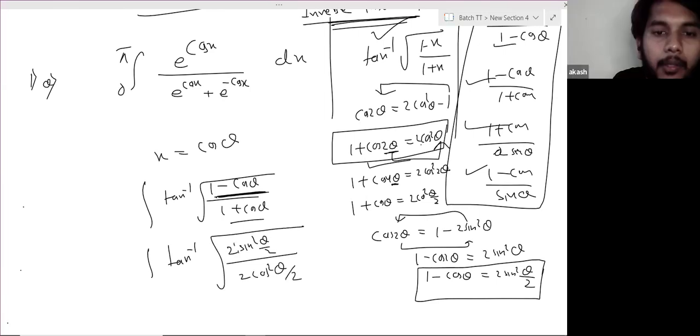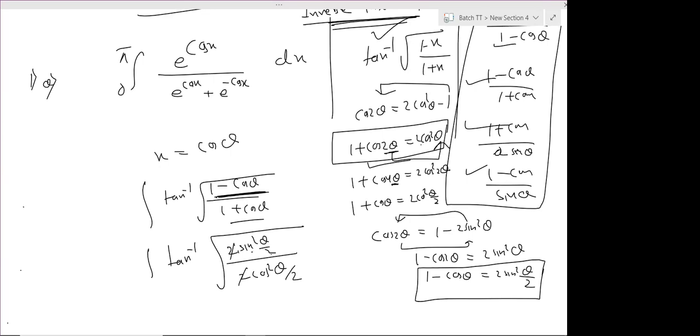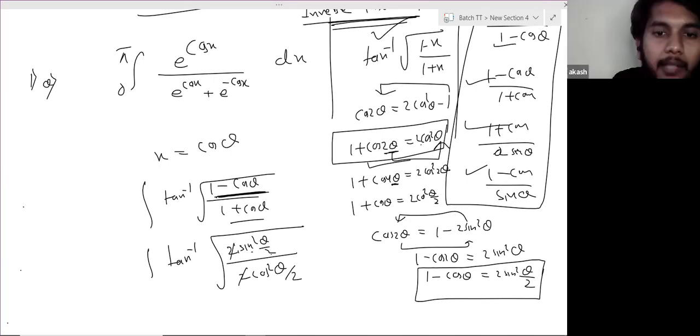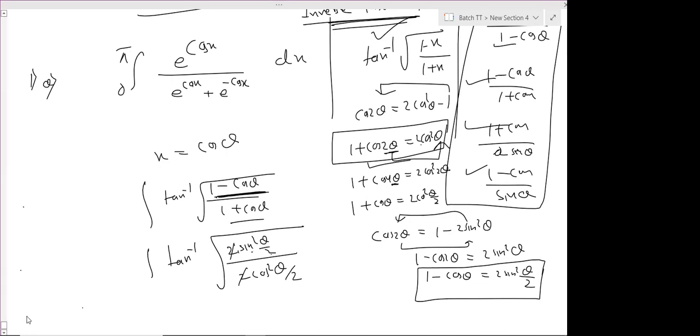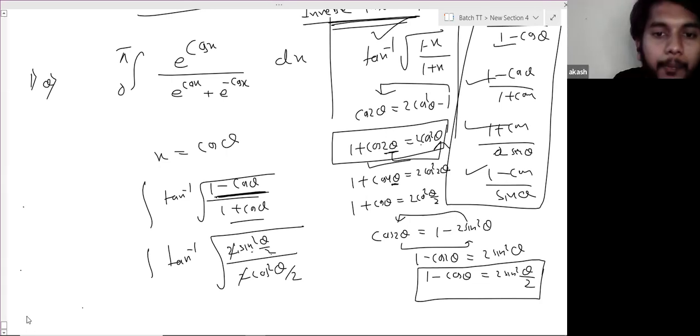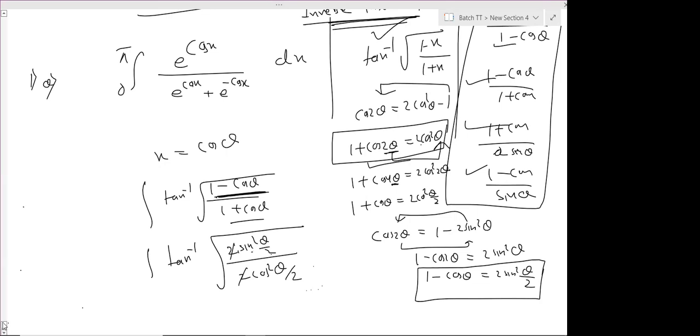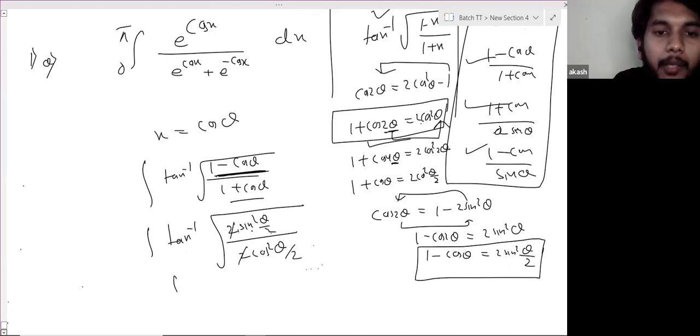And we have under root. This is cancelled. So sine square theta by 2 upon cos square theta by 2 is? Tan square theta by 2. And under root, if I cancel with square, then what will be remaining? Tan inverse tan theta by 2. And that will be? Theta by 2. So integration of theta by 2 is?